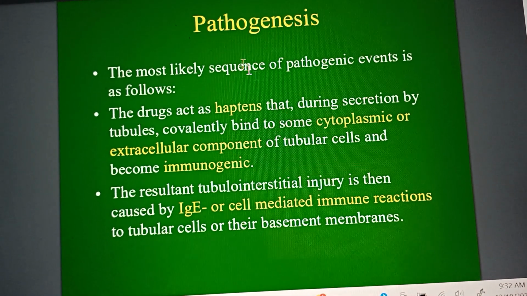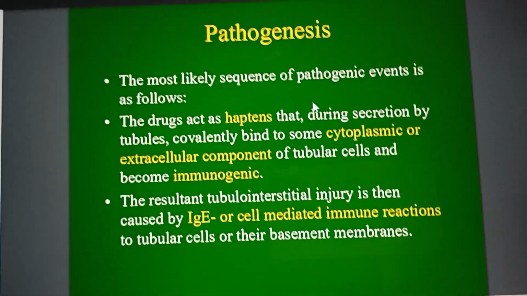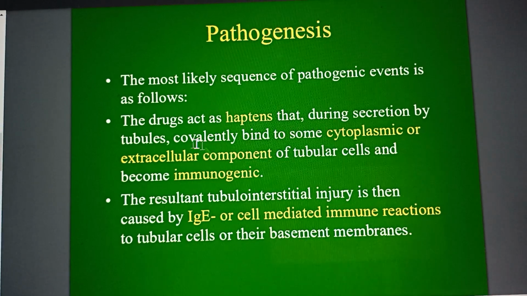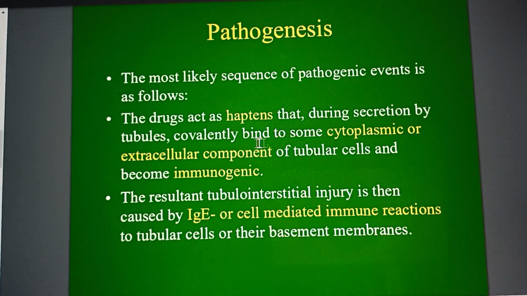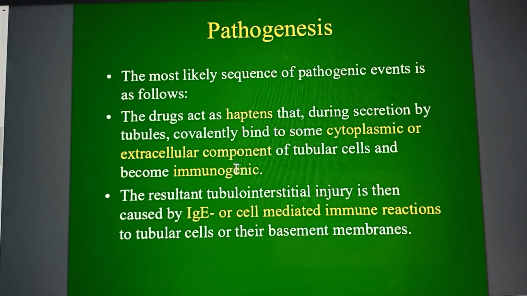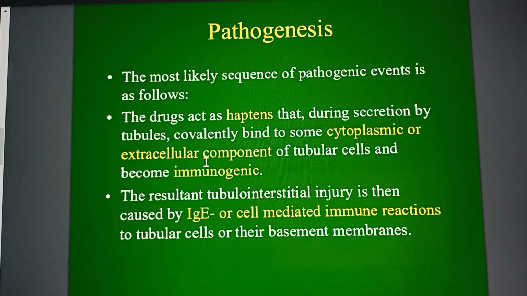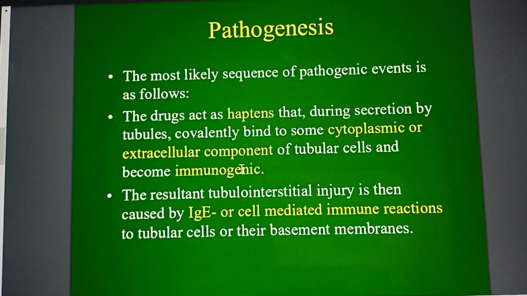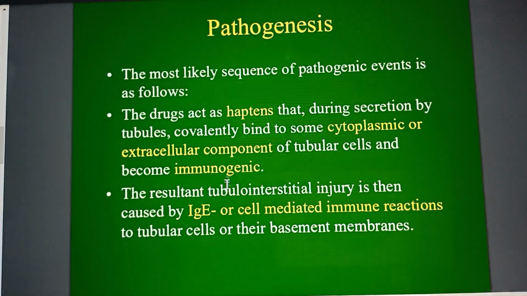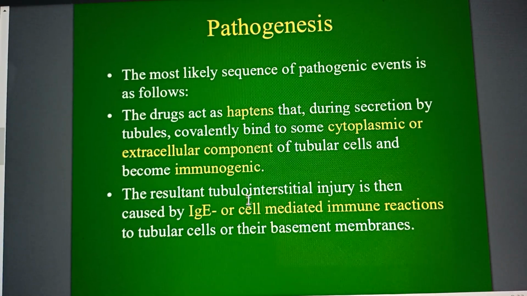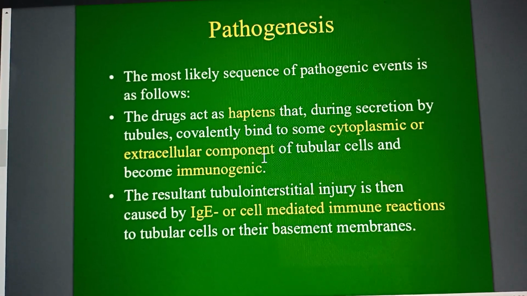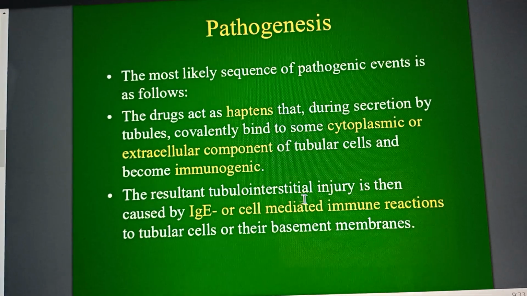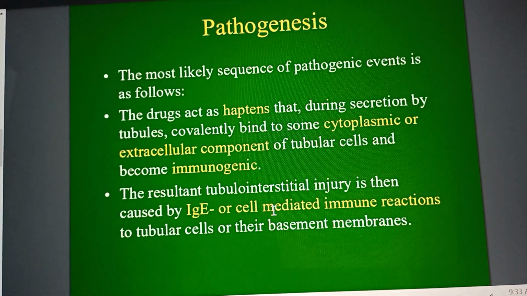So what is the sequence of events happening here? This drug acts as a hapten or antigen. When this drug is secreted by the tubule, it will bind with some component of the cell. It may be a cytoplasmic component or an extracellular component, and then it becomes immunogenic or antigenic. Whatever tubulointerstitial injury there is will result from this antigen antibody reaction. It can be caused by IgE or by a cell mediated immune reaction, right?